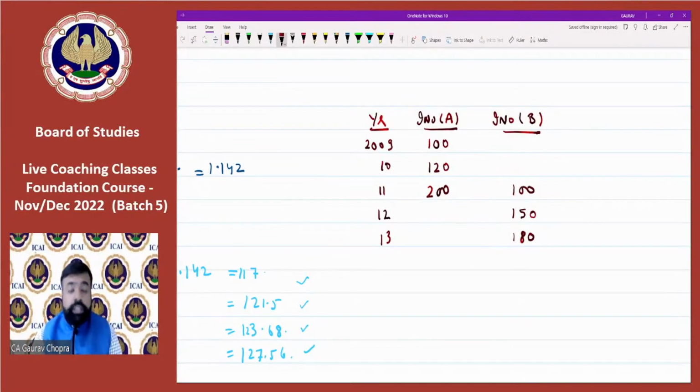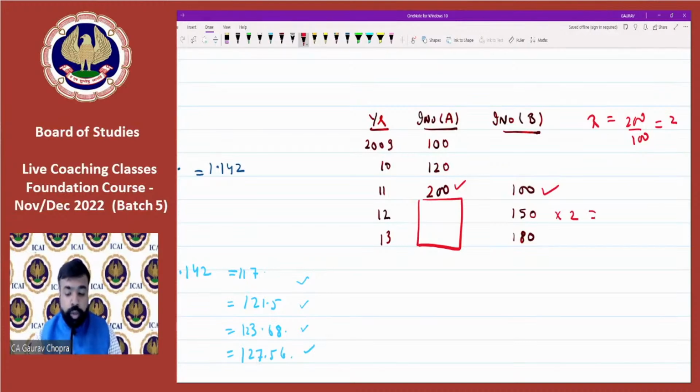Now, if the question says find out the index number for 2012 and 13, that means you have to calculate these two figures. So this is forward splicing. So first calculate the ratio. There is one common year, having values 200 and 100. So what will be the ratio? Ratio is 2. Now for the forward splicing, multiply with this figure. So 150 multiplied by 2 is 300, and 180 multiplied by 2 is 360.